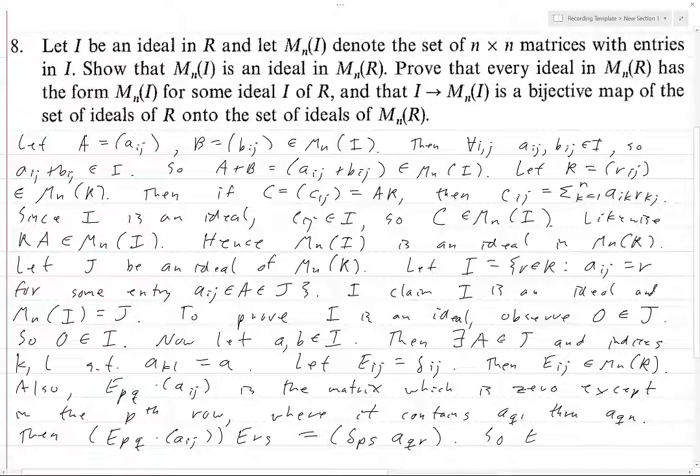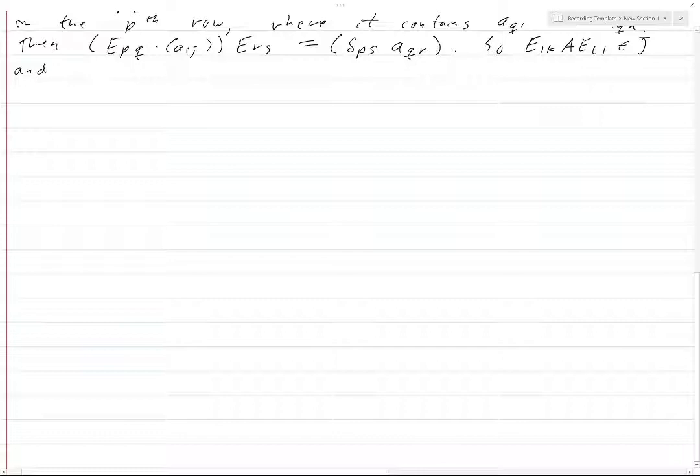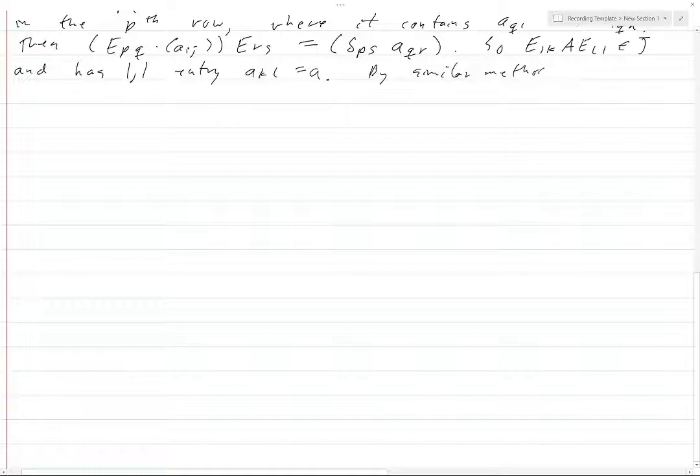So E1K AEL1 is in J and has one entry AKL, which remembers A. By similar methods, there exists some B.